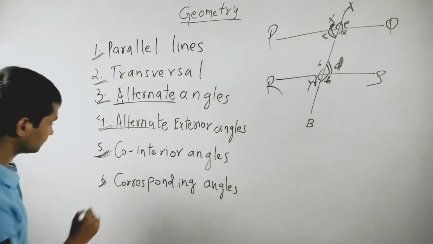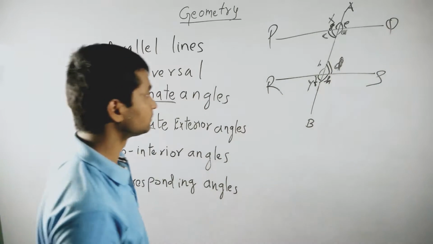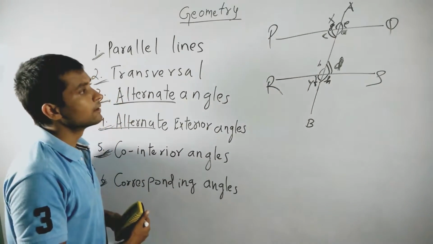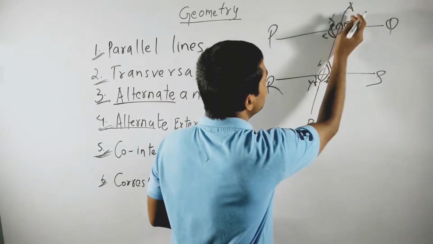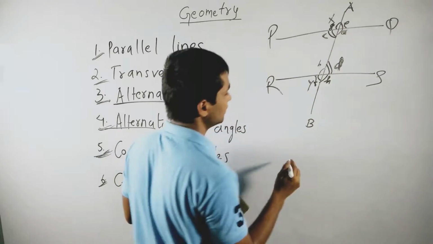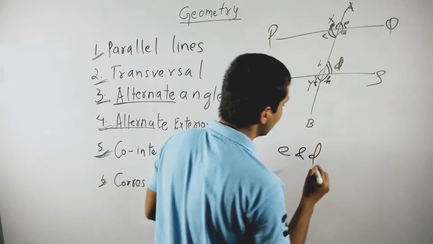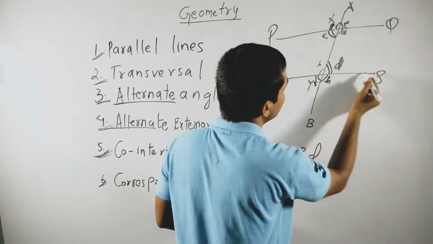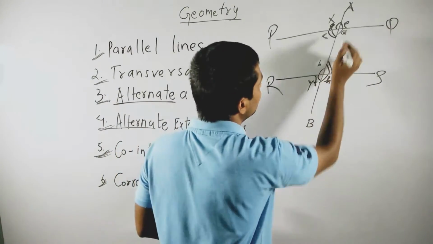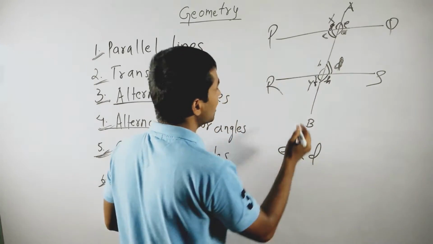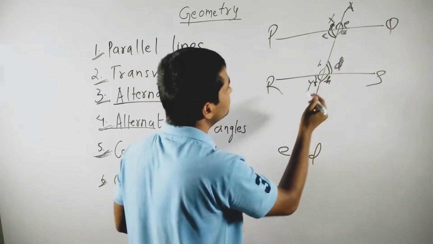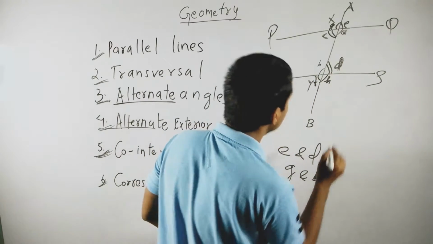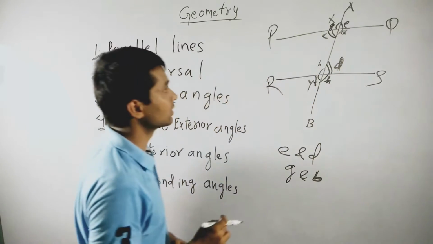Now the last one is corresponding angles. Corresponding angles lie on the same side of the transversal. For example, E and D: one of them is on the exterior side while the other is on the interior side. E and D, as I said, are corresponding angles. Also, G and B are corresponding angles.